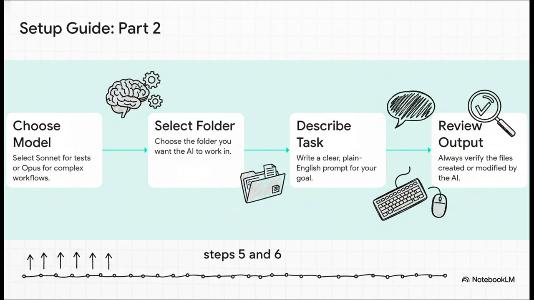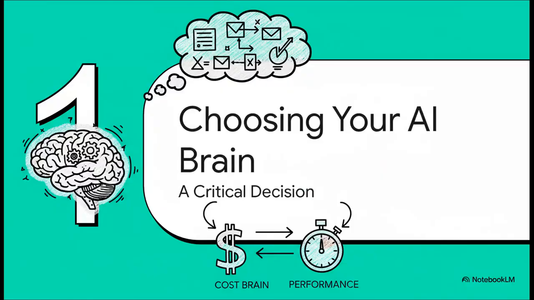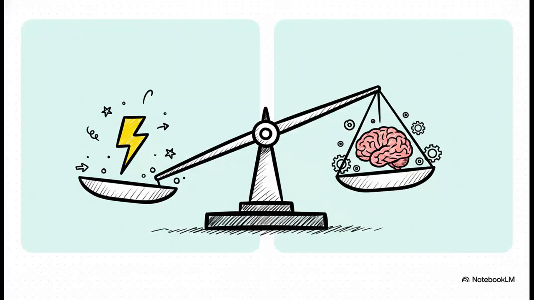Now, steps 5 and 6 are super important, so let's zoom in on those for just a second. All right, choosing your model. Think of this like choosing the right kind of brain for the job you have. This is a really critical decision, because it's going to affect how well the job gets done and also how much it costs to run. So you've basically got two main choices here, Sonnet and Opus. The easy way to think about it is this. Sonnet is your sprinter. It's fast, it's efficient, it's perfect for simple jobs or just testing an idea. But when you have something really complex, like a multi-step workflow across a ton of files, that's when you bring in Opus. Opus is your heavy lifter. It's got that serious reasoning power.